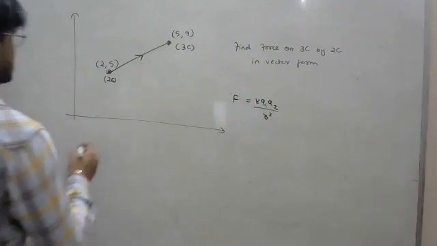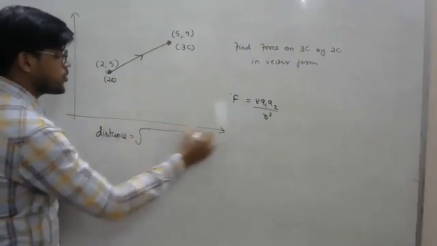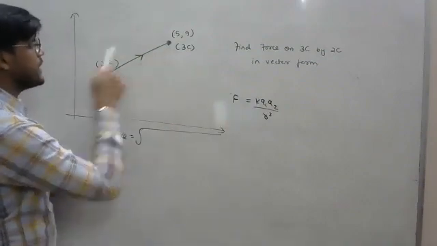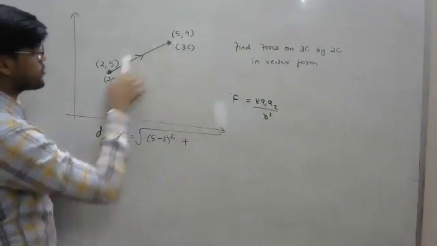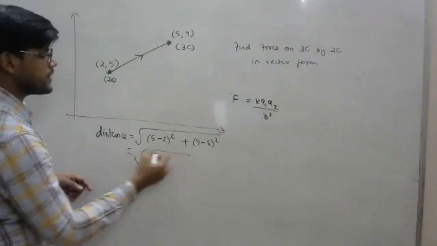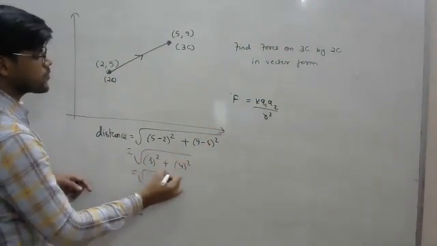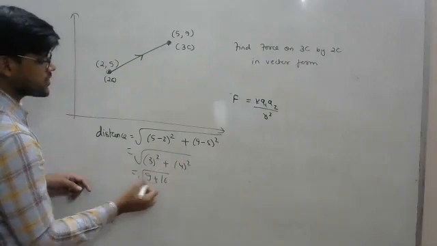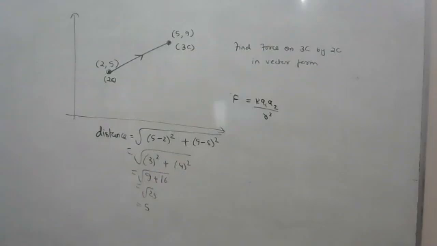Use the distance formula. What was your distance formula? Under root x2 minus x1 whole square plus y2 minus y1 whole square. 5 minus 2, 3 whole square. 9 minus 5, 4 whole square. Square of 3 is 9 and square of 4 is 16. It will be under root 25 and root 25 is 5. So this is your distance.